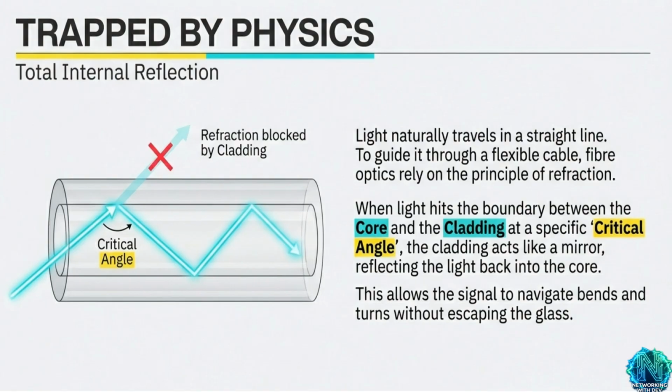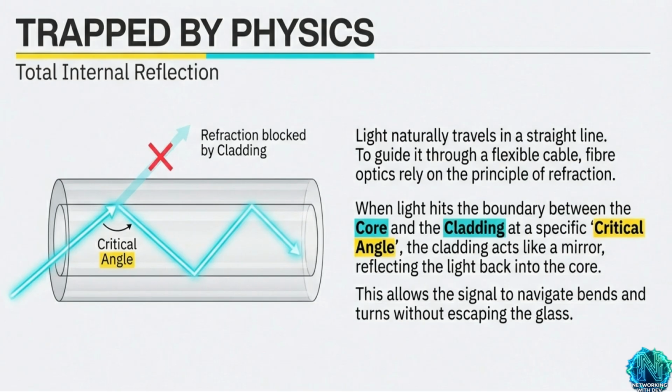We know light naturally wants to travel in a perfectly straight line, but our networking cables need to bend around corners and through tight conduits. To solve this, fiber optics rely on a principle of physics called total internal reflection. As you can see in the diagram, when the light hits the boundary between the core and the cladding at a specific critical angle, the cladding blocks it from escaping. Instead of passing through, the cladding acts like a high-performance mirror, reflecting the light back into the core in a zigzag pattern. This allows the digital signal to navigate every bend and turn of the cable without losing its data to the outside world.